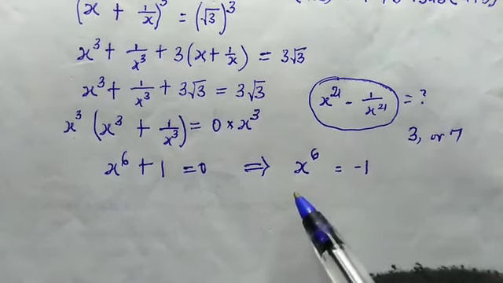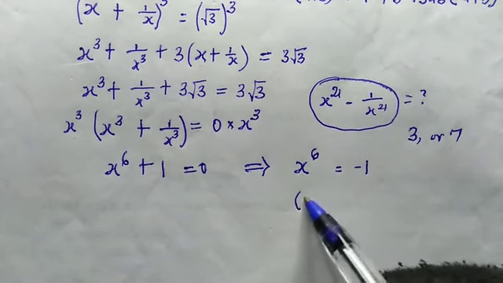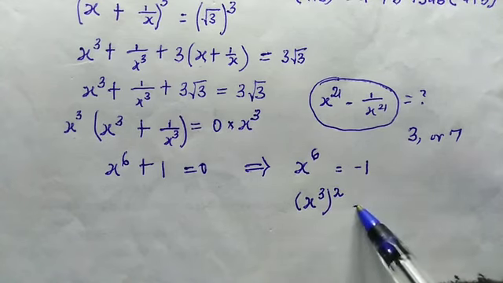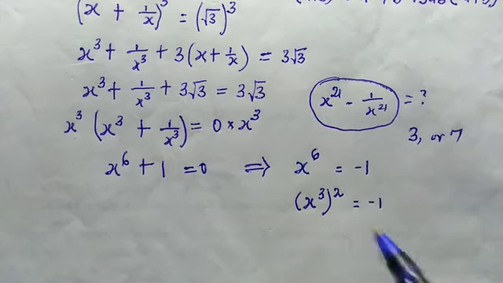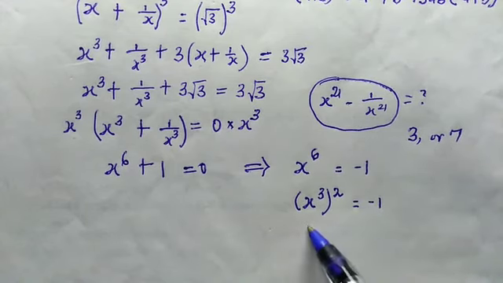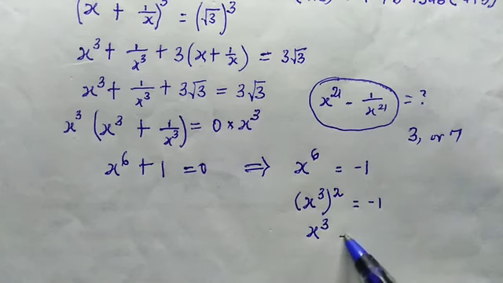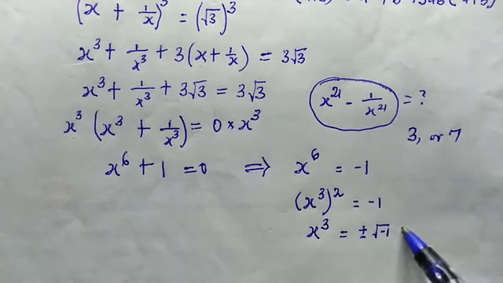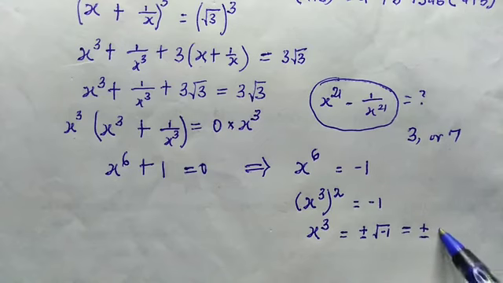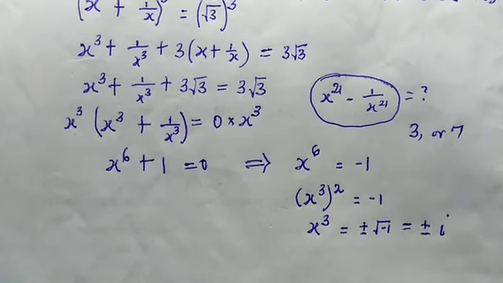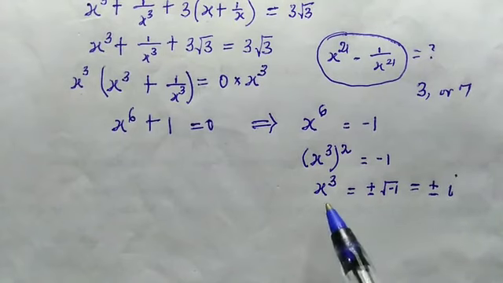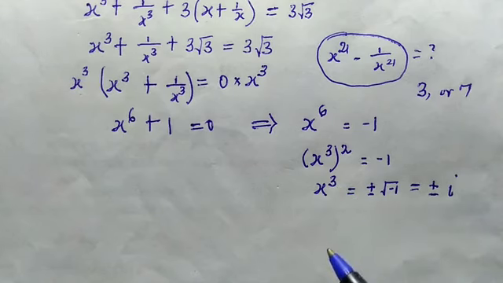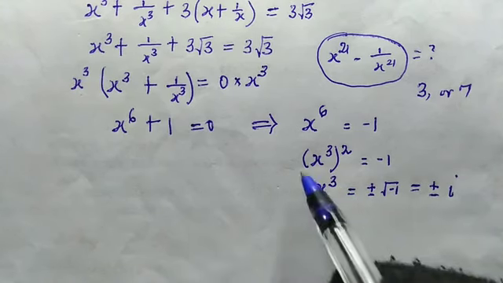Now with the property in algebra, we can rewrite this as x raised to the power of 3, then squared, and this is equal to negative 1. So from here, if you take the root of both sides, we get x to the power of 3 is equal to plus or minus the square root of negative 1, and that will give us plus or minus i. Wow. So we can see we have something really cool from here, because this 3 here is a factor of 21, right?